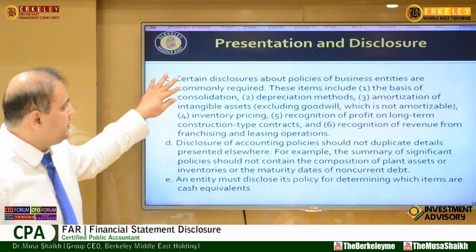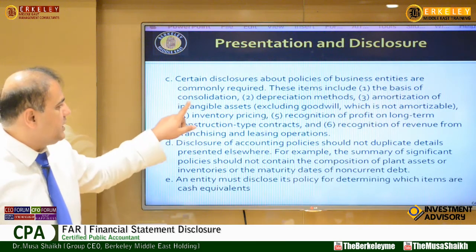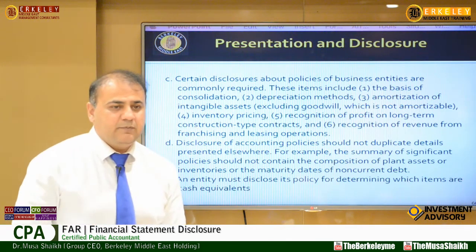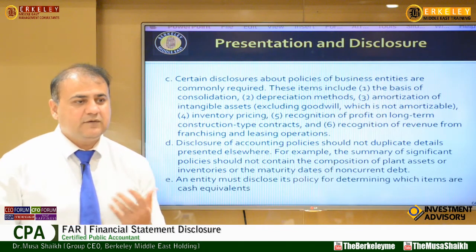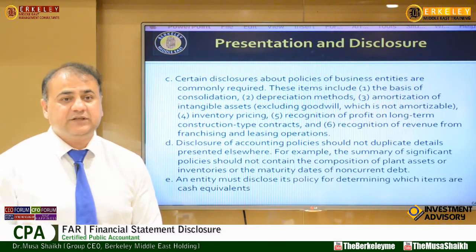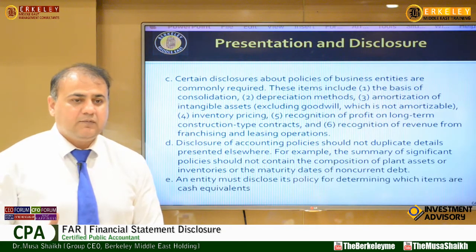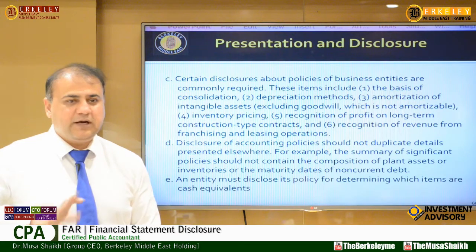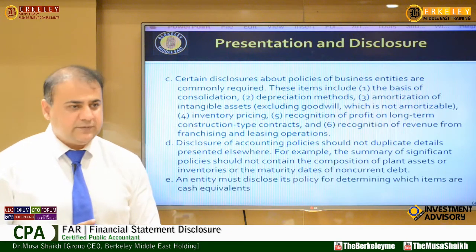So he says certain disclosures about policies are commonly required. What is the basis of consolidation? If it is a group environment where you have associates, mergers, acquisitions, subsidiaries, sometimes you have more than 50% shares, sometimes less than 50 and more than 20%, then you have 0 to 20%. So there might be three scenarios. We will see this when the consolidation chapters come.